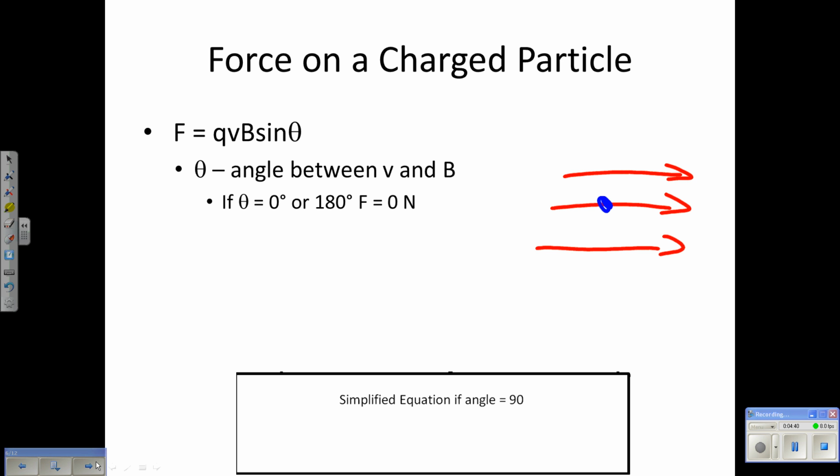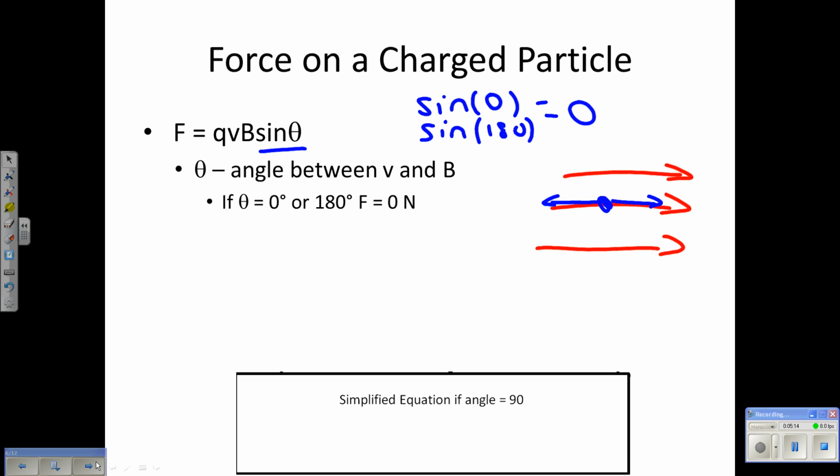Now, sine of 0 and sine of 180 both equal 0, which means that if your charge is moving either at 0 degrees, so same direction as the magnetic field, or 180, the exact opposite, it feels no force. Think about it as it's moving with the flow. It's not going to feel force, it's moving with the flow. Okay? So then your force is 0.